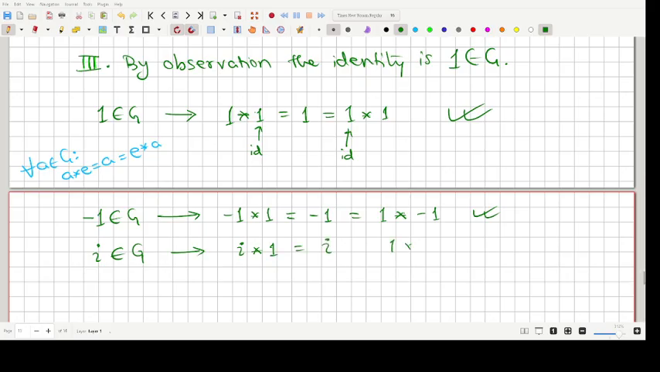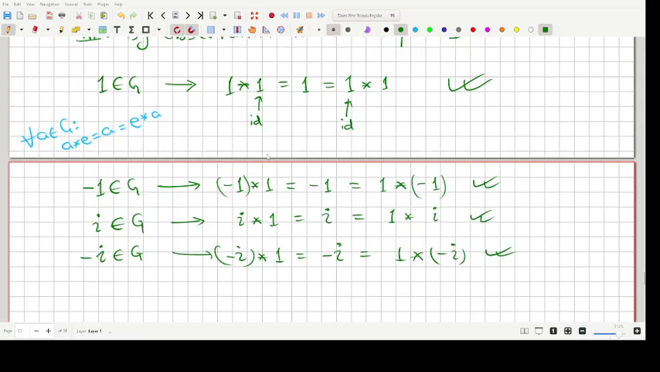And 1 star i, that is 1 multiplied by i, is also i. Fantastic. Negative i belongs to G. Let's consider that. Negative i multiplied by 1, which is negative i star 1, is equal to negative i. And of course, 1 multiplied by negative i, or 1 star negative i, is also negative i. So that is also true. So we have established that 1 is the identity element.